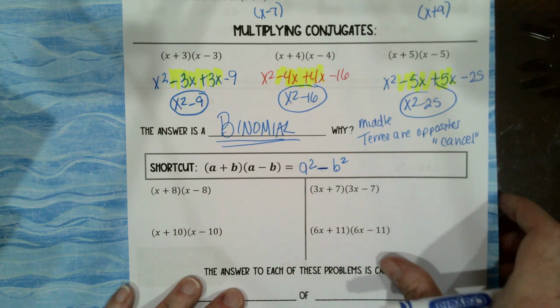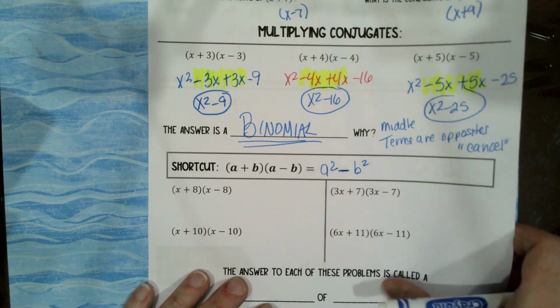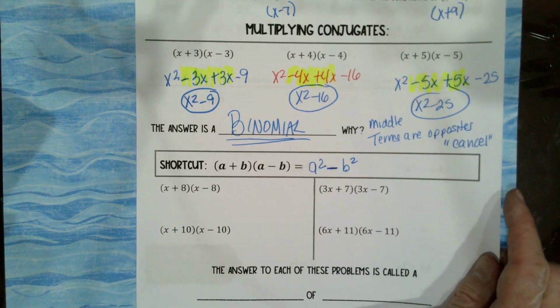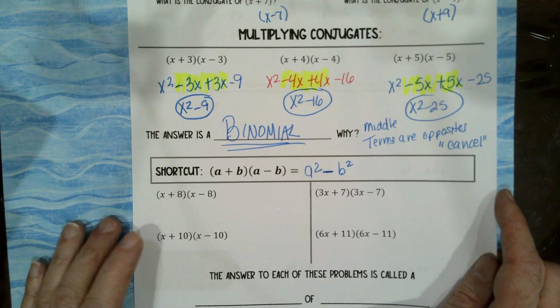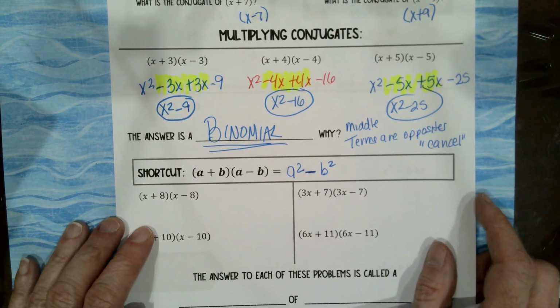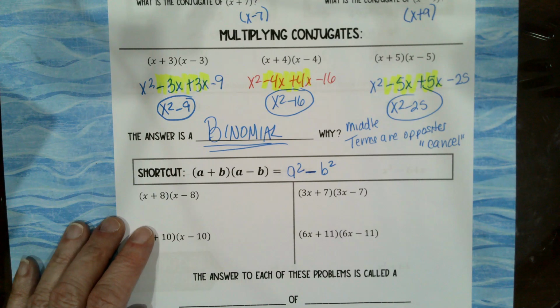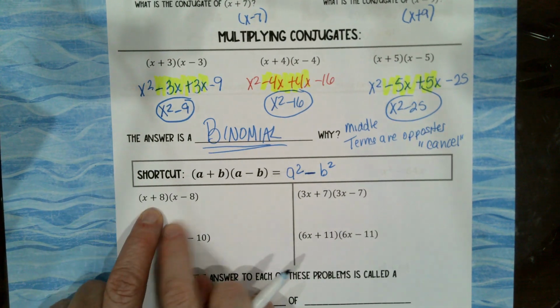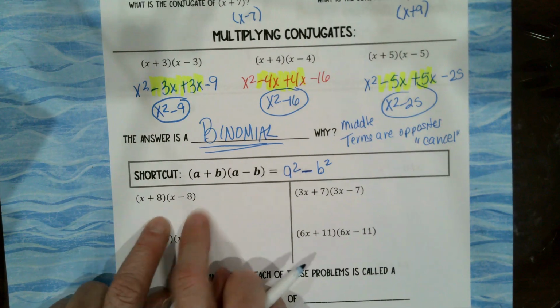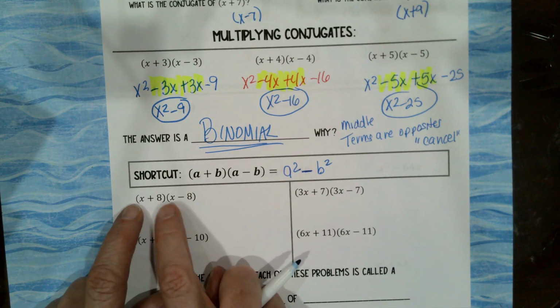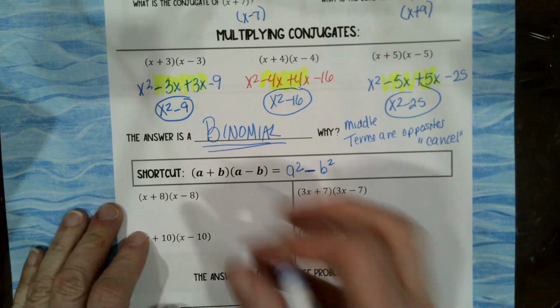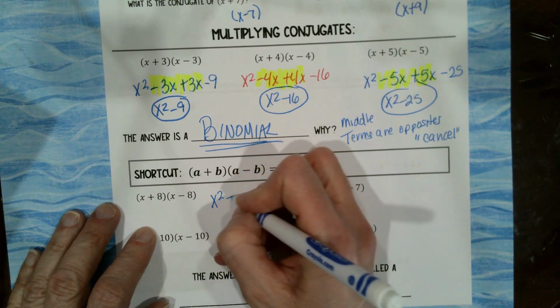Now, you're welcome to still multiply these out longhand using FOIL, the box, whatever method. You do not have to use the shortcut. But if you know it, it is a time saver. So, x plus 8, x minus 8. They're exactly the same thing, except one is plus, one is minus. I can square the beginning, square the end, put a subtraction sign. So this is going to be x squared minus 64.